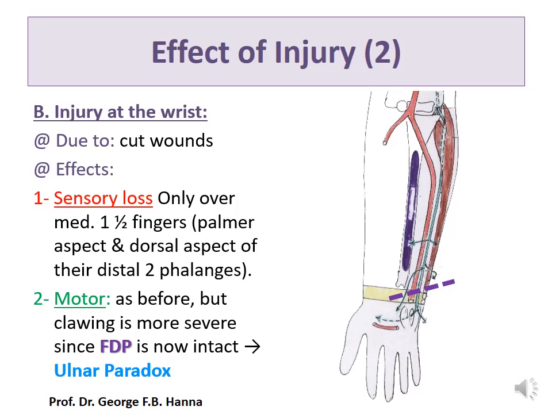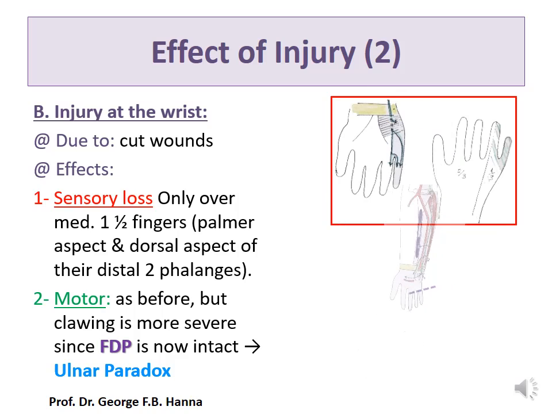Here, as you can see in the diagram, this is due to cut wounds superficial to the flexor retinaculum across the wrist. Any cut wound will injure the ulnar nerve. Now, the effects of this injury. Let us see the sensory. Of course, the sensory here will be limited only to the medial 1.5 fingers palmar aspect and the dorsal aspect of the distal 2 phalanges.